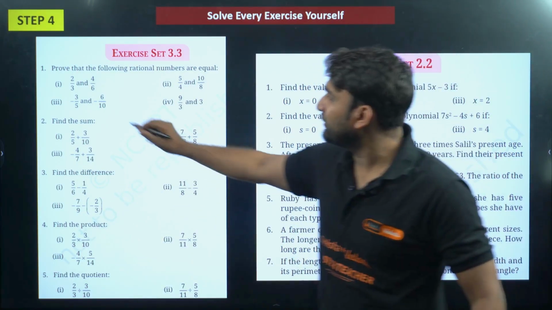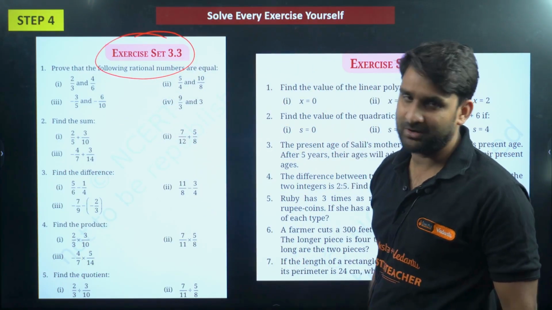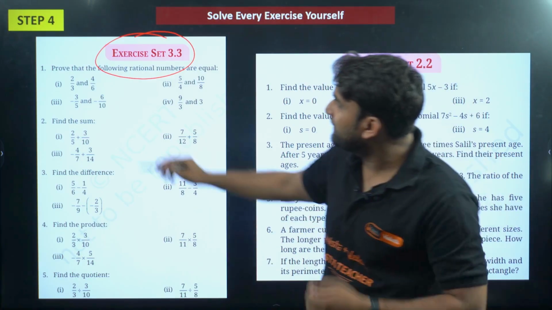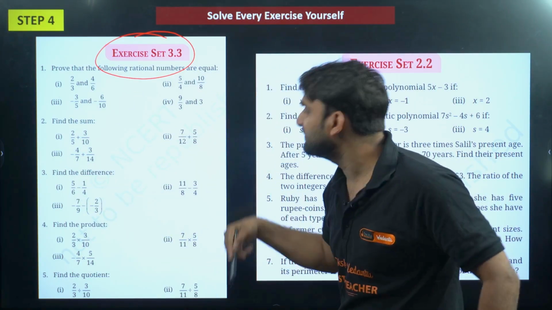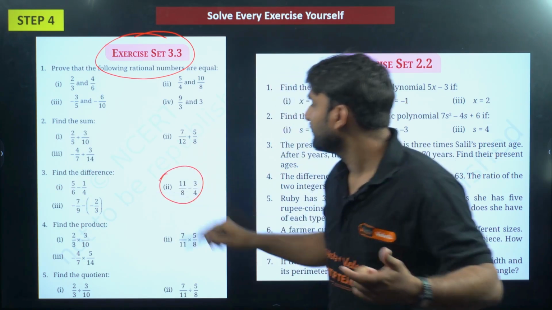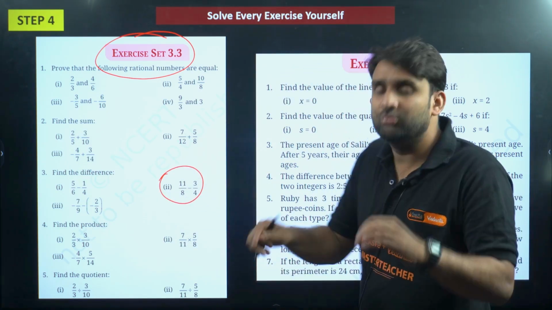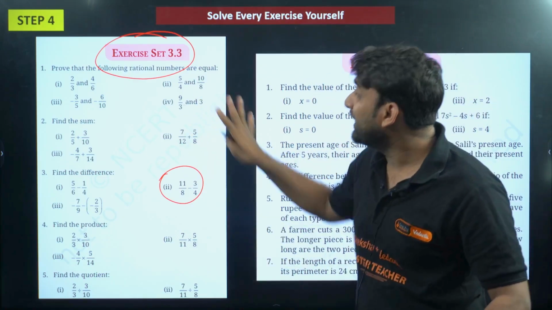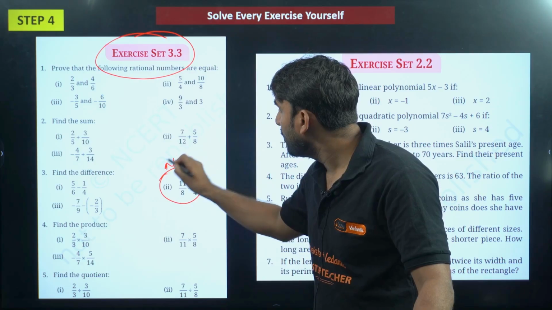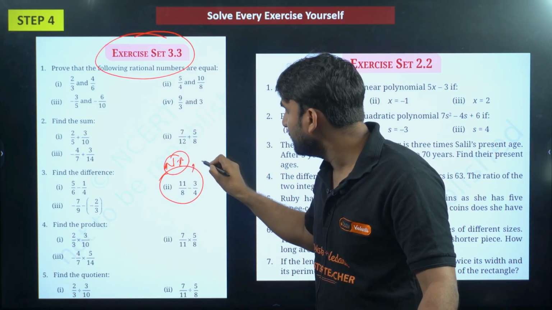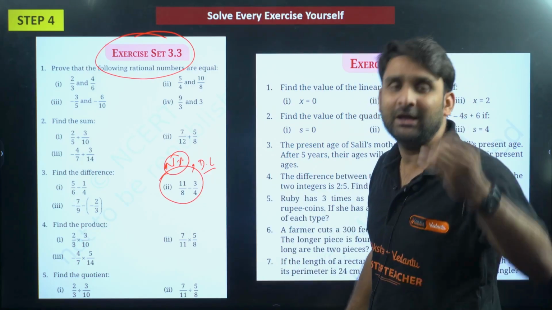Let's say this is exercise set 3.3 and this is from the real numbers chapter. If you are solving question numbers 1, 2, 3, and you are stuck here in find the difference, for example here. This is a very easy question, I know, just subtracting 3 by 4 from 11 by 8, very easy, but anyone might be stuck here. So my dear champion, you don't need to worry about it. Please write here NB or DL, do later, I'll be doing later. Now go and ask your teacher, take help from your teacher.